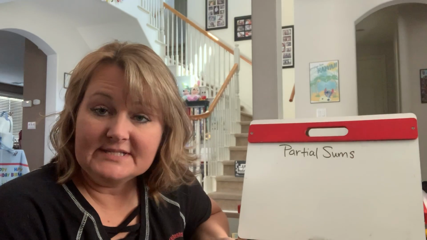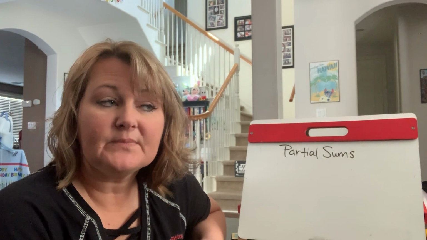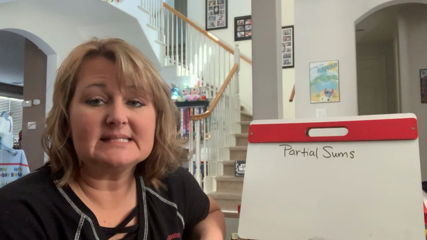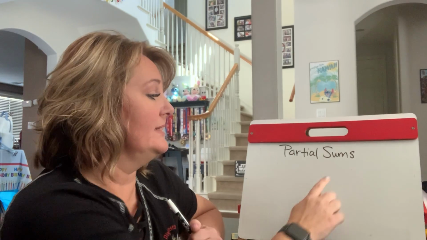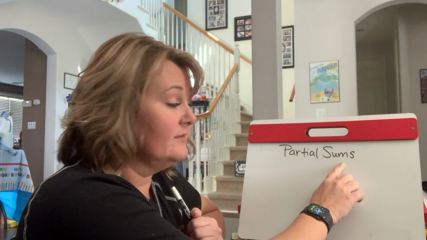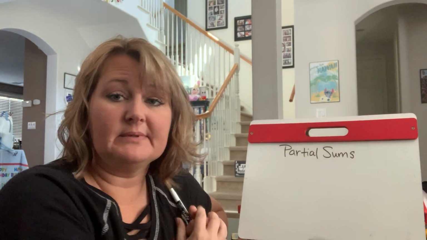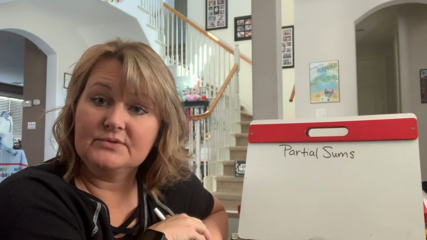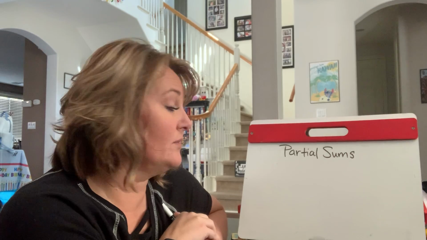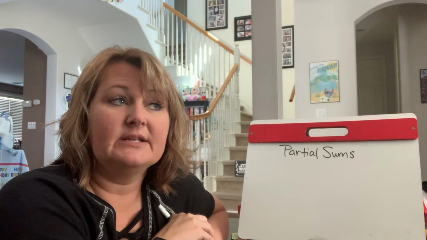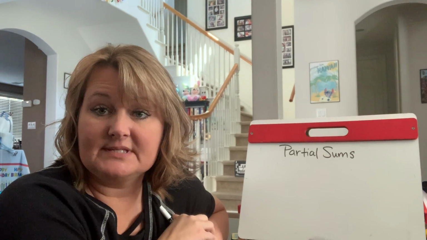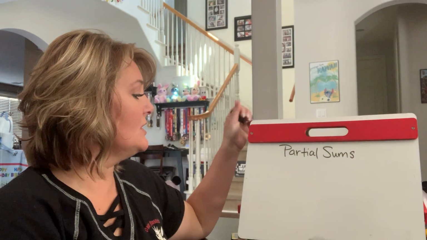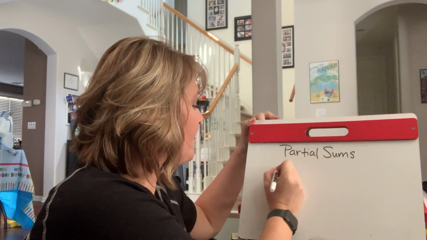Partial sums is for addition, multi-digit addition, and it's exactly like its name says. You are literally going to take the sum of, the total of, parts of the problem. Then you're going to take those parts and put them back together. This allows us to work with one, easy numbers, and two, combine like terms, which is something that we're very used to doing.